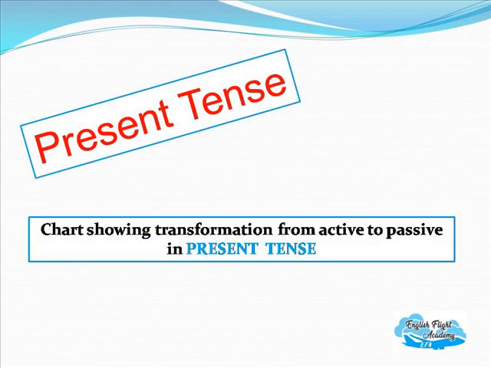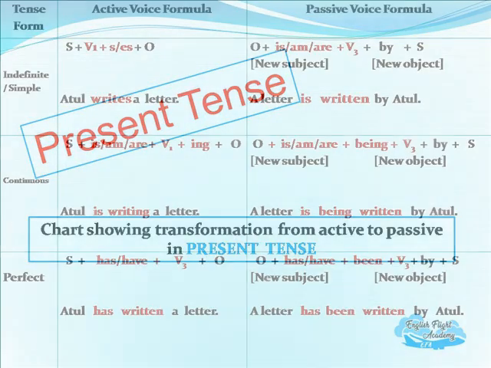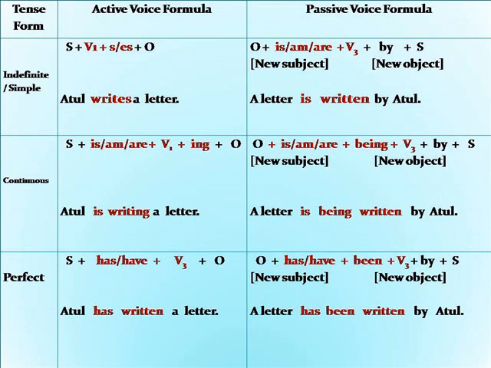So let's see the chart showing transformation from active to passive in present tense. Here are the active voice formula and the passive voice formula, look at the change there. Simple present tense: subject plus verb 1 plus S or ES plus object. Here it changes to object plus is/am/are plus verb 3 plus by plus subject. In all the passive voice formulae, we always use verb 3. Please make it a point. So here, Atul writes a letter becomes a letter is written by Atul.